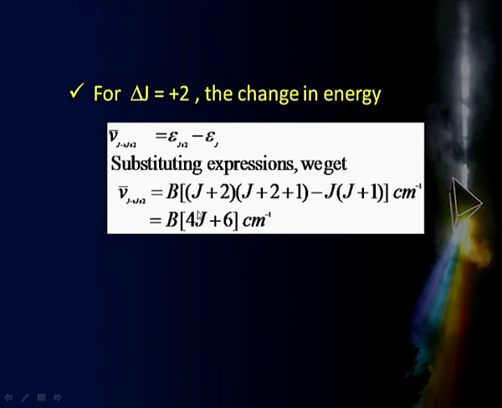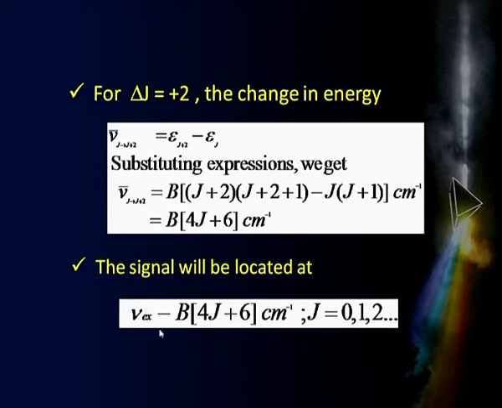I just substitute the general energy expression we had earlier. Substituting that here, we find that this comes out to be B into 4j plus 6 centimeter inverse, where the signals will be located at nu excitation minus B into 4j plus 6 centimeter inverse, where j happens to be 0, 1, 2, because when we say delta j is equal to +2, our first transition will be from 0 level. So, 0 to 1, 2 and so on and so forth.